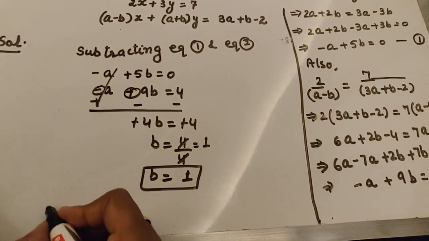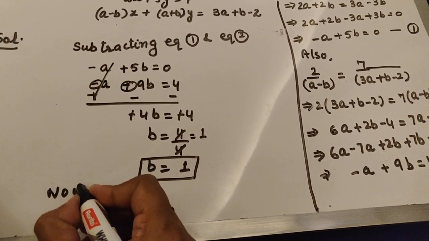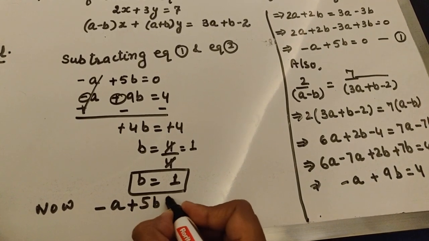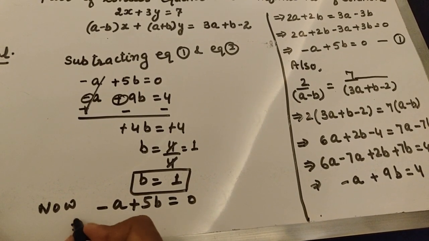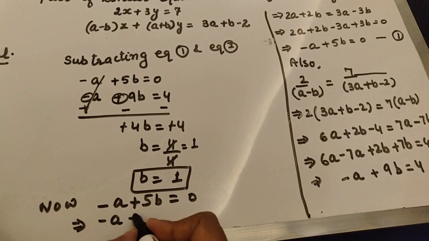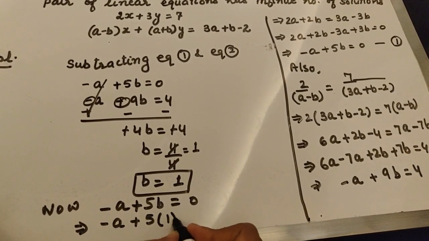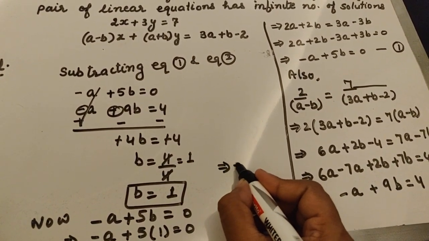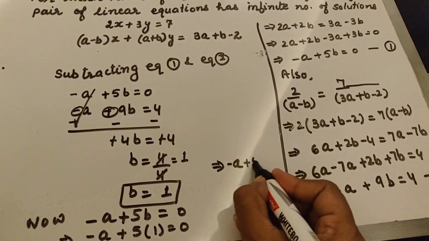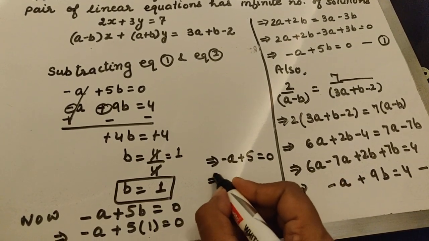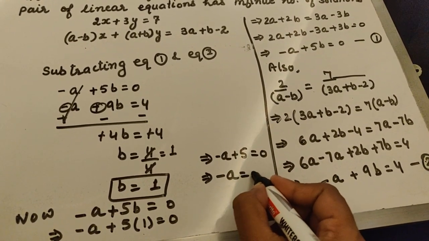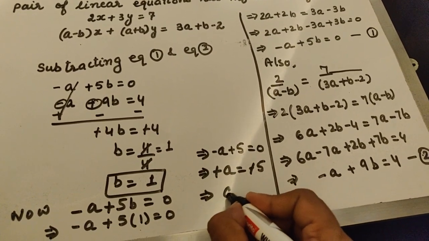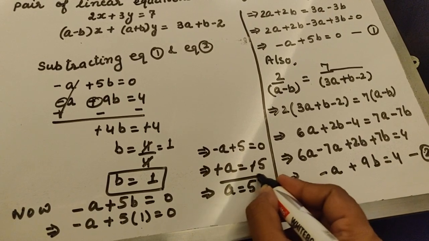Now, minus a plus 5b is equal to 0. This implies minus a plus 5 into 1 is equal to 0. This implies minus a plus 5 is equal to 0. This implies minus a is equal to minus 5. We cancel minus from both the sides and we get a is equal to 5.